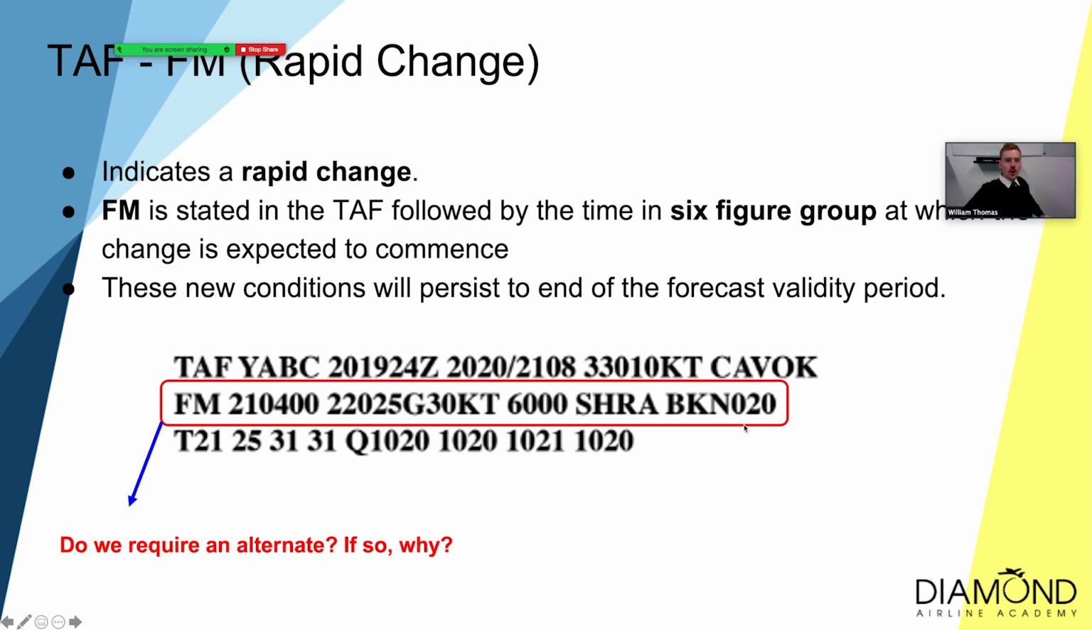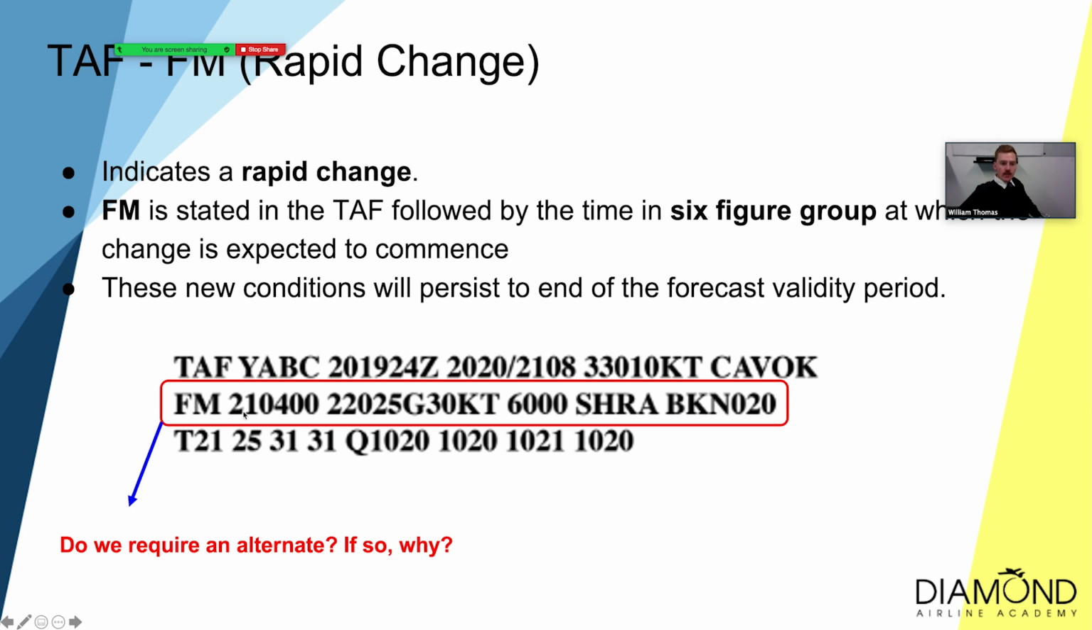When we see FM on a terminal area forecast, it indicates a rapid change, then we'll have a 6-figure time for the commencement period. So these are the new conditions that will persist to the end of the forecast validity period. All right, let's take a look. Terminal area forecast YABC issued on the 20th day of the month at 1924 Zulu. Valid between the 20th day of the month at 20 Zulu to the 21st day of the month 0800 Zulu. Wind from 330 degrees true, 10 knots, CAVOK.